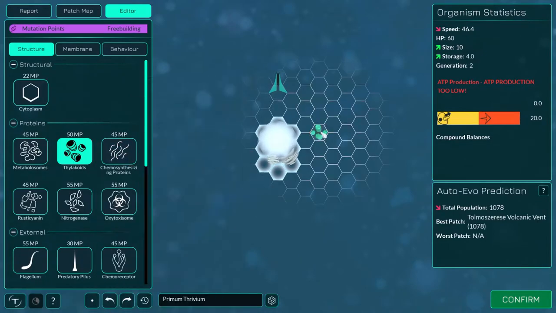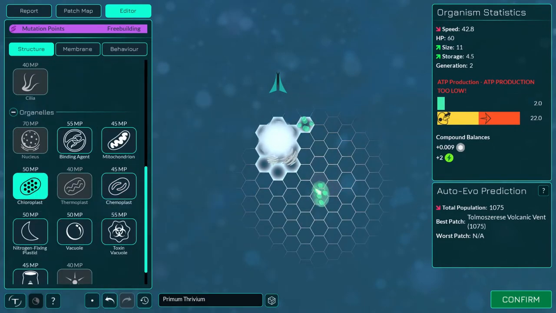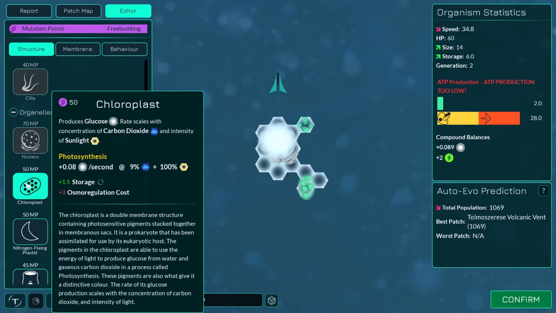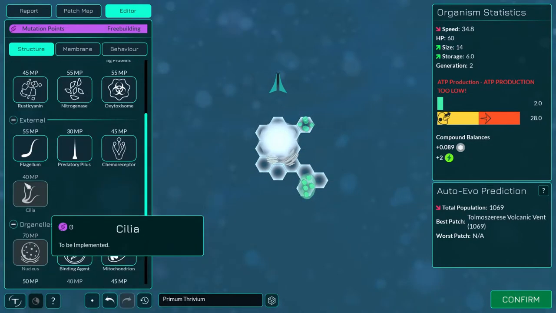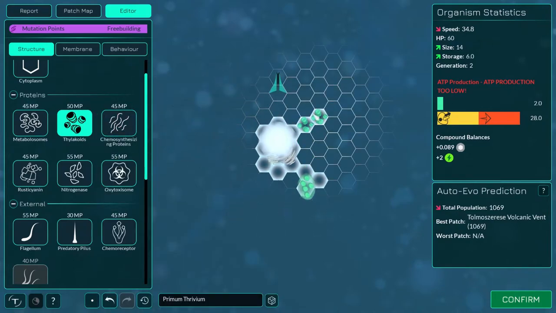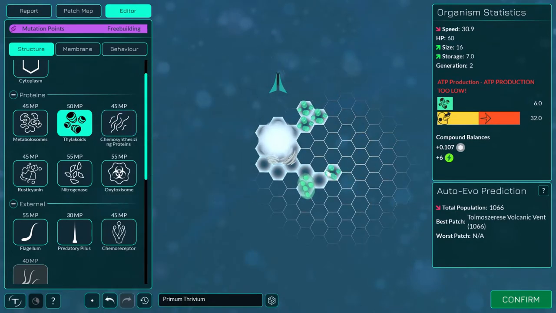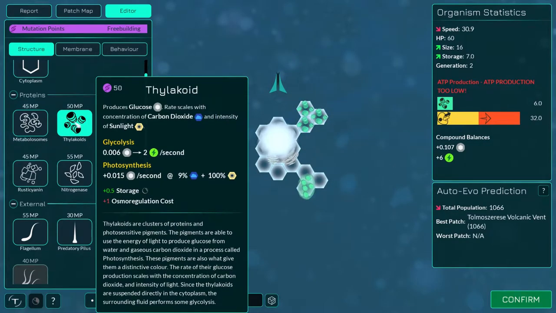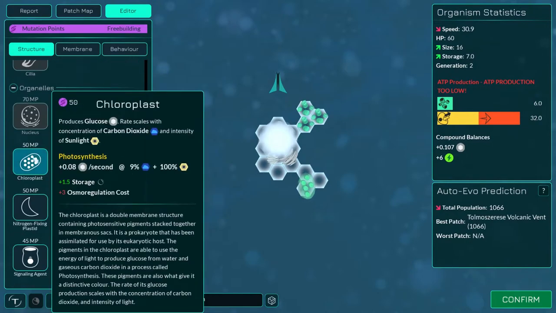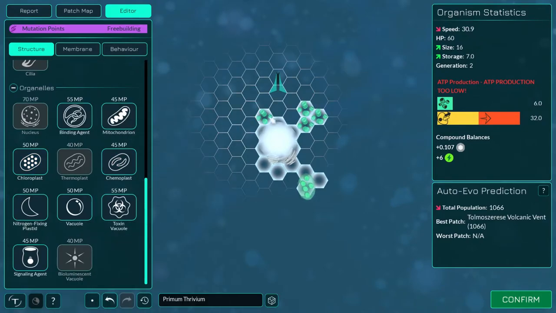The chloroplast is the organelle that does this, and at 100% sunlight, it will produce 0.08 glucose per second. Now, a thylakoid only takes up 1 hex, and the chloroplast takes up 3. But the chloroplast is much more efficient, because if you were to have the same number of thylakoids that would take to fill up the same amount of space as a single chloroplast, it would be producing 0.045 glucose per second.